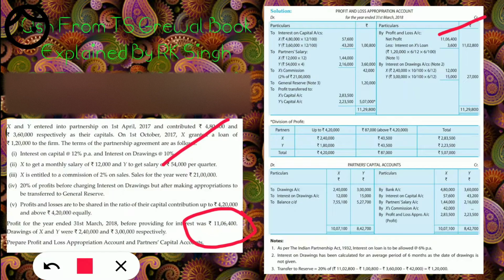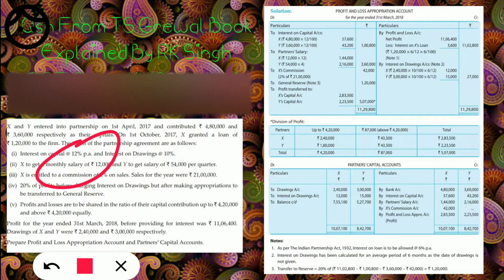So now we are deducting from profit and loss account net profit 3,600. So the actual net profit would be 11,02,800. Okay. Now adjustment entry number 1. Interest on capital at the rate of 12% per annum. The amount of capital is 4,80,000 and 3,60,000. So interest on capital will be recorded here.